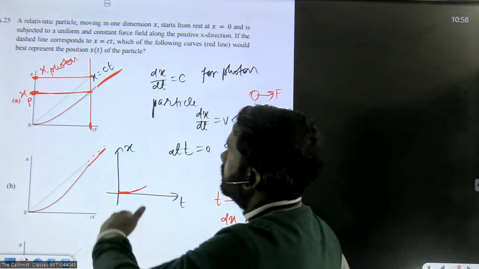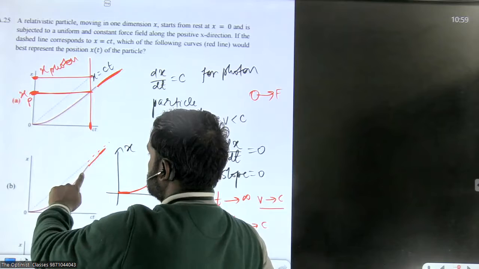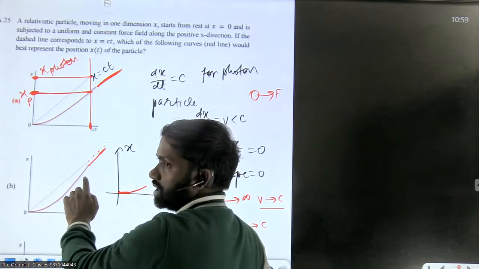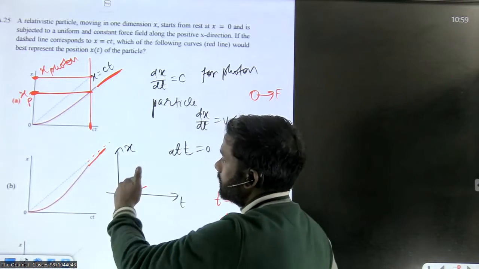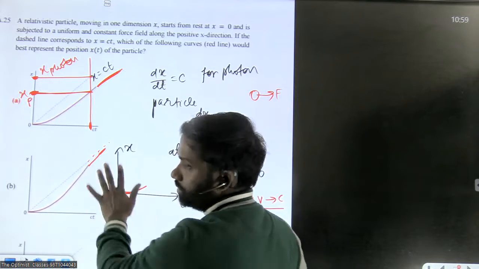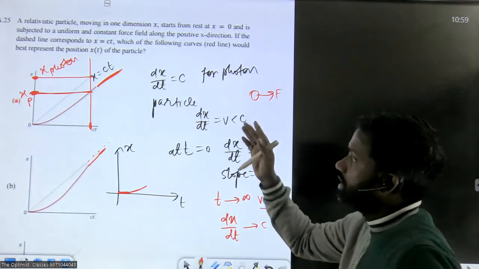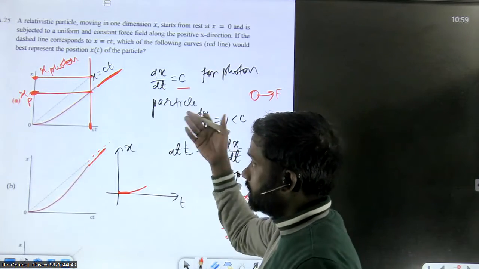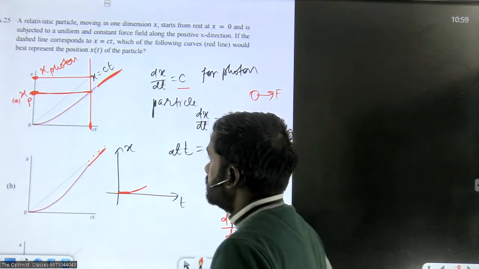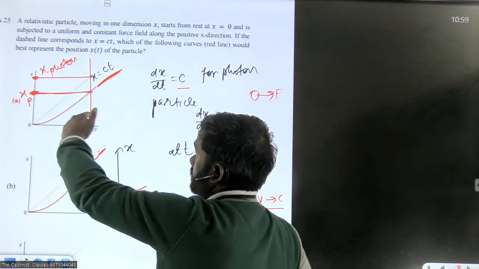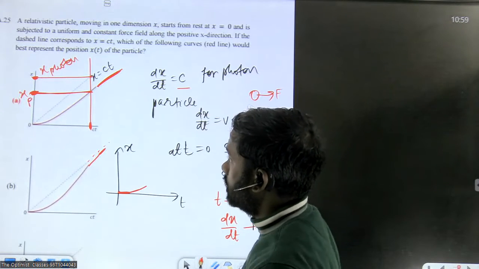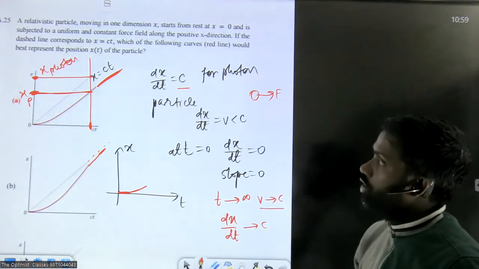So that's why this graph has to be correct. This other graph is ultimately touching the dotted line. According to it, after a long time, the distance covered by the particle and photon will become equal, but that is not true, because the photon has been moving with speed c, so the distance covered by the photon will always be greater than that covered by the particle. Speed may become equal, but distance will still remain smaller for the particle. So that's why option A is correct.